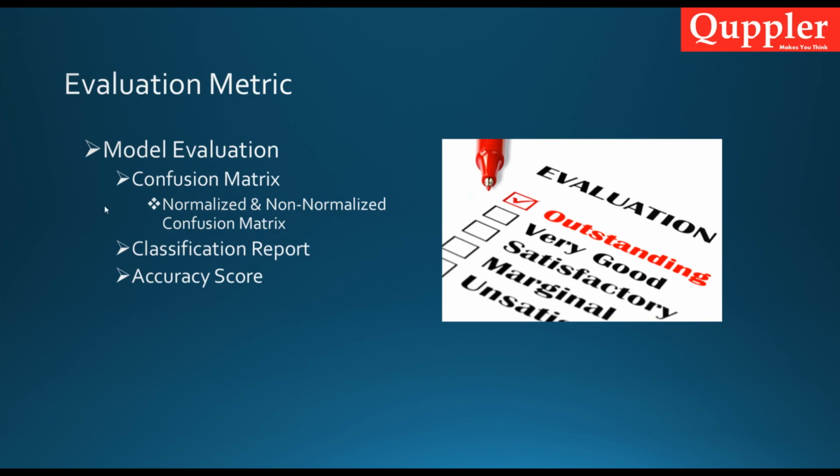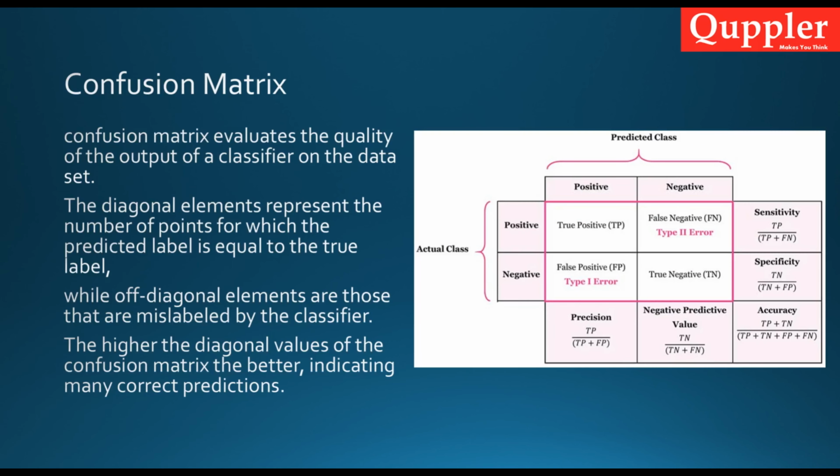And while doing this confusion matrix, we're also going to see how we can manually calculate the accuracy score in case we don't want to import or call it through the API, how we can manually calculate the accuracy of the model using the confusion matrix. So let's first see what a confusion matrix is.